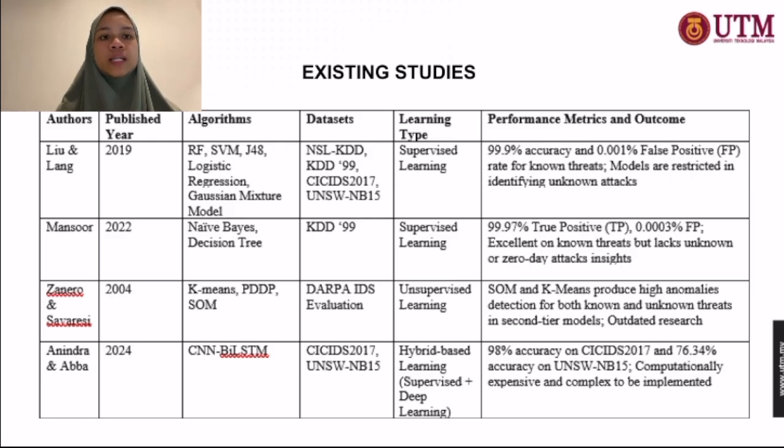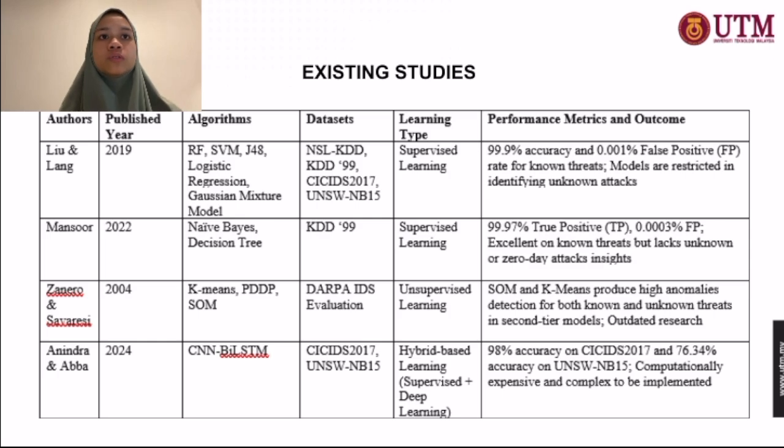Starting off with the study by Liu and Liang in 2019. They utilized a variety of supervised learning algorithms, including random forest, SVM, J48, and others. Their experiments were conducted on multiple datasets such as NSL-KDD, KDD99, CIC-IDS2017, and UNSW-NB15. Their models achieved 99.9% accuracy with an extremely low false positive rate of 0.001% for known threats. However, their limitation was that these models were ineffective at detecting unknown threats, which makes them less ideal for adaptive IDS in a dynamic environment.